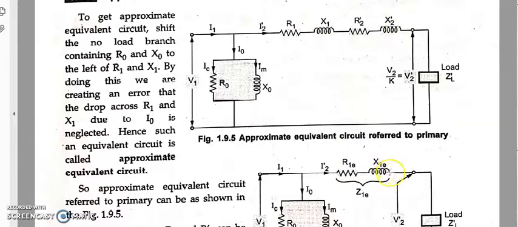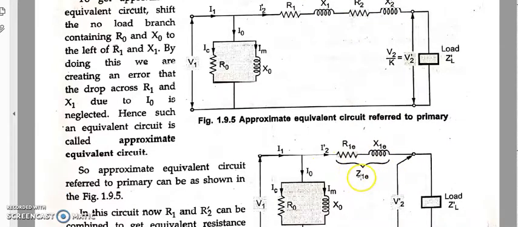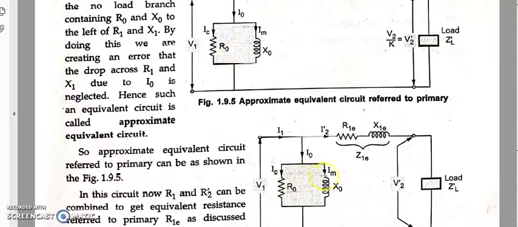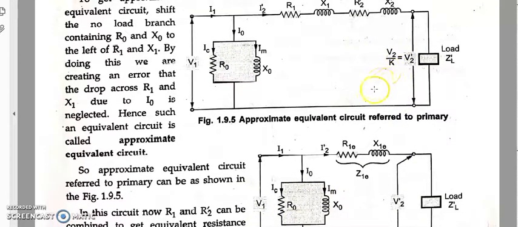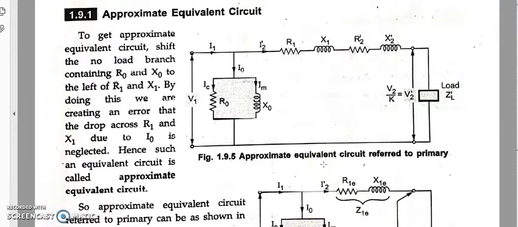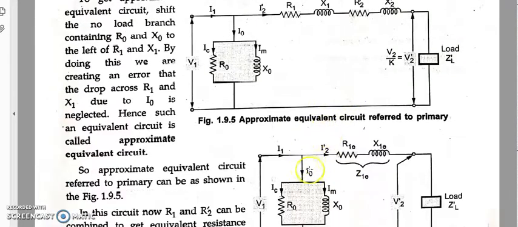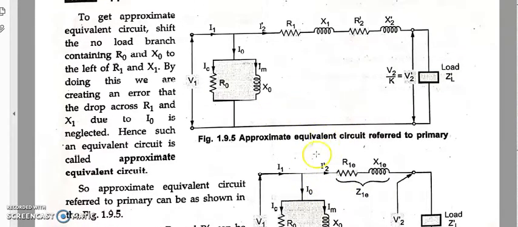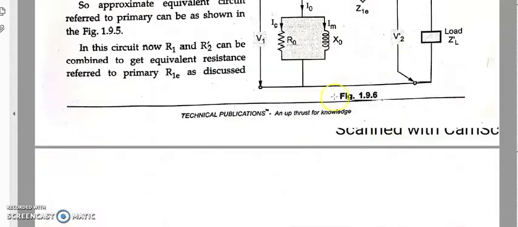Again X1 plus X2 dash will become what? X1E, and together I can call it Z1E, and this remains the same. I0, IC, IM, R0, X0, V1 is V1 itself, V2 dash is equal to V2 by K, this you already learned, and load ZL dash will remain as it is. Okay, so this is approximate, not 100%, but to make things much simpler, you can consider this diagram, the approximate equivalent circuit when referred to primary.